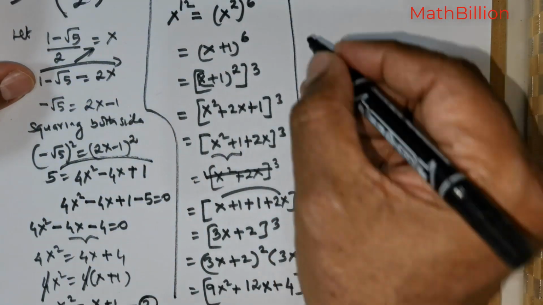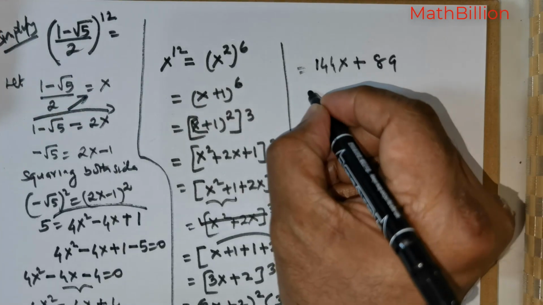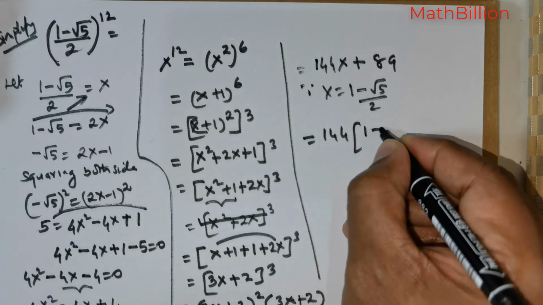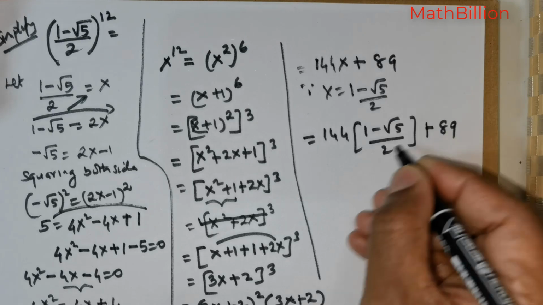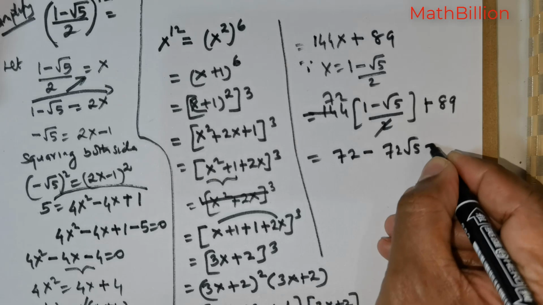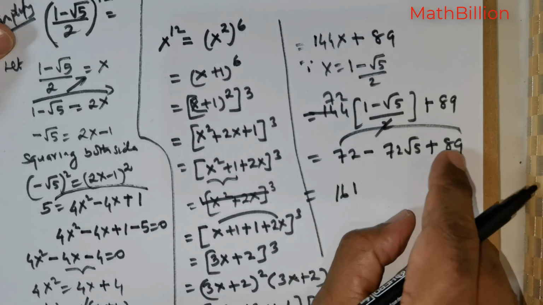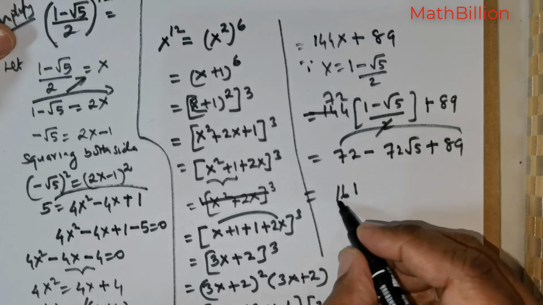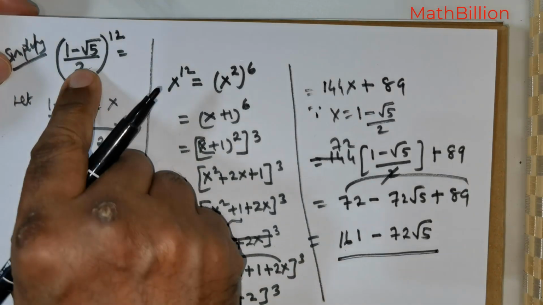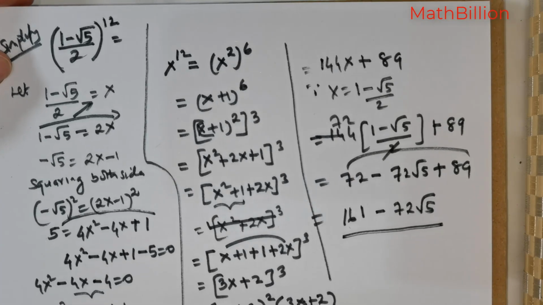But what is my x? x is equal to (1 − √5)/2. Substitute that value there. So this is equal to 144 times (1 − √5)/2, plus 89. Now 2 divides 144 seventy-two times, so 72 into 1 is 72, minus 72 root 5, plus 89. Adding these two together, 72 plus 89 is 161. So 161 − 72√5 is the value for (1 − √5)/2 raised to the power of 12. You can utilize the calculator and check the result. The result will be one and the same. And thank you everybody. This is a good place for us to stop.